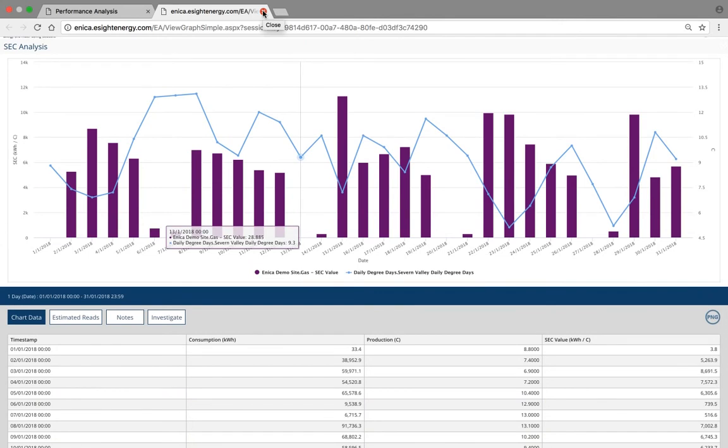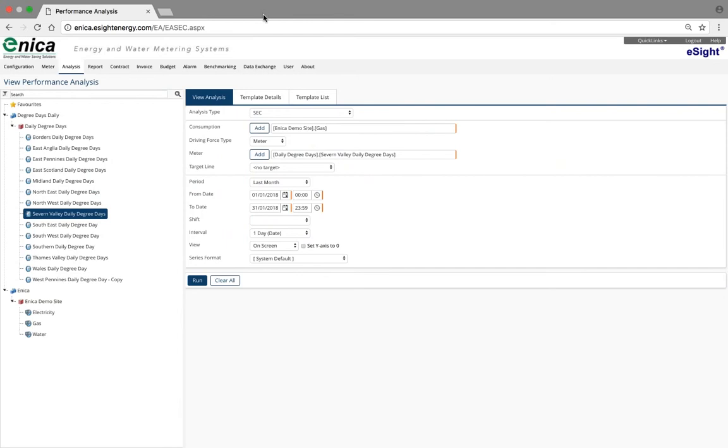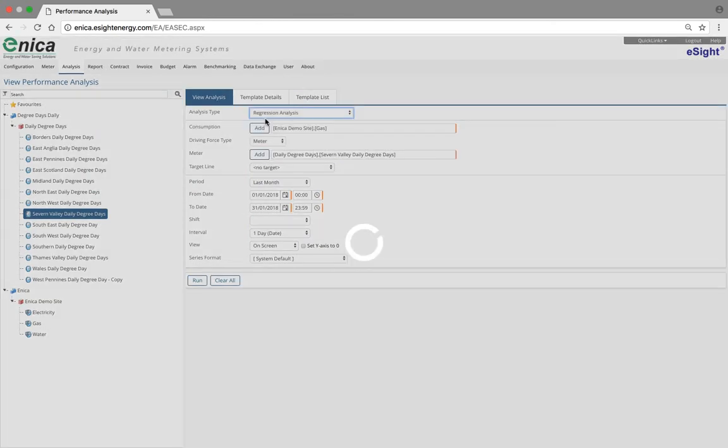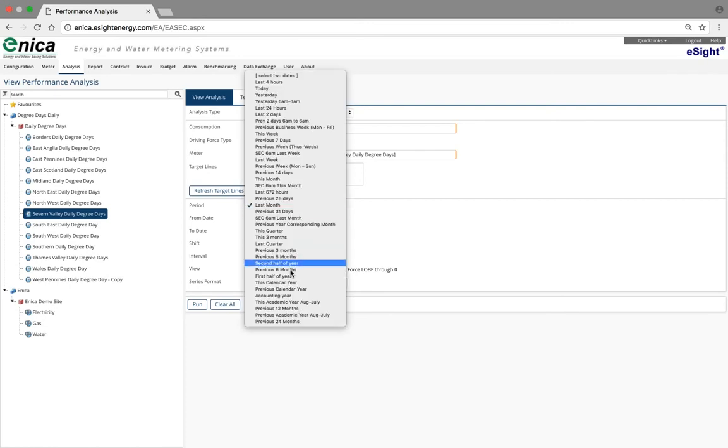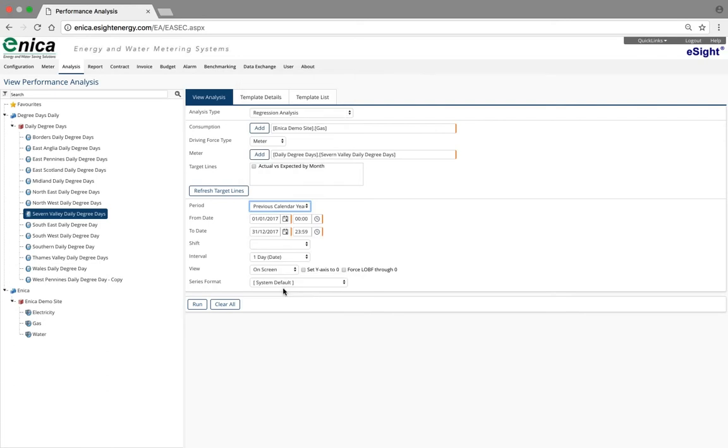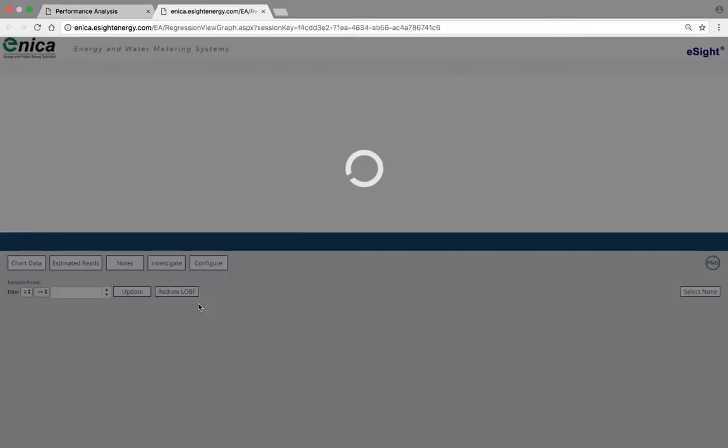Of more relevance to us, probably for a degree day model and a weather correction model, is regression analysis. So we click the analysis type and change that to regression model. And we keep all of our values the same. Probably want to do it for a bit longer period now. So let's take the previous calendar year, for instance, which is 2017. Again, leaving 1 daily values as the interval. So this is going to draw a scatter graph of the 365 days for 2017.